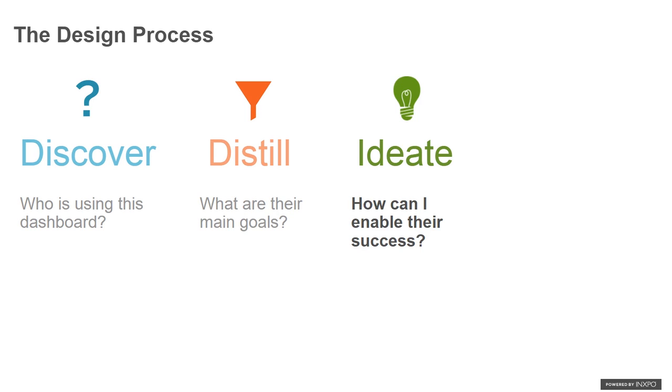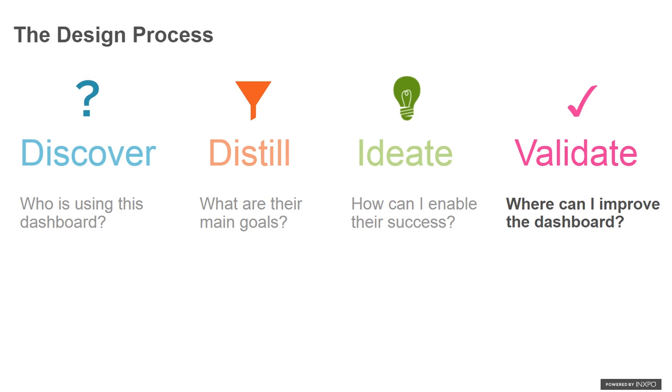Here it's important to try not to pass judgment on our ideas just yet. Build on them instead, and be creative about how you want to enable your users' success. Once we have a number of possible solutions, we use the validate phase to discover which of these solutions are most appropriate for our users and which ones need to go back to the drawing board.